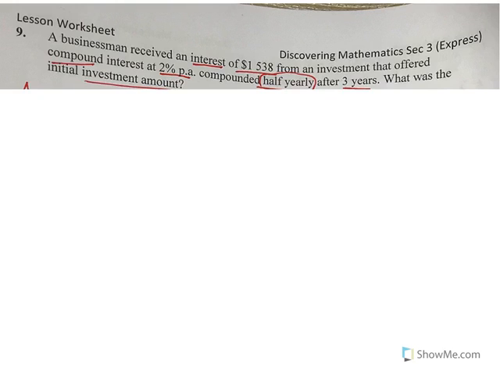Alright, let's take a look at this question. So here they say a businessman is receiving interest of $1,538 from an investment that he offered. Compound interest, 2% per annum, compounded half yearly. Now this is extremely important information, and they did it for 3 years. And what was the initial investment amount?